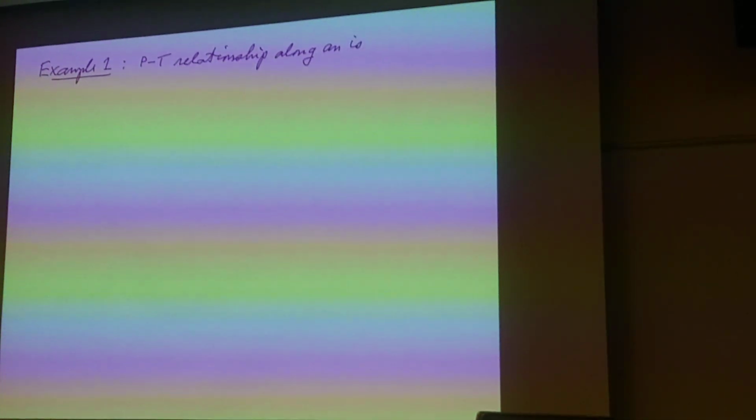So example 1 is going to be, we're interested in the pressure-temperature relationship along an isentropic path. I'm writing this carefully here: isentropic, that means constant S.